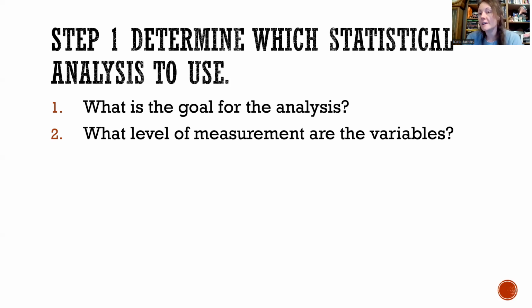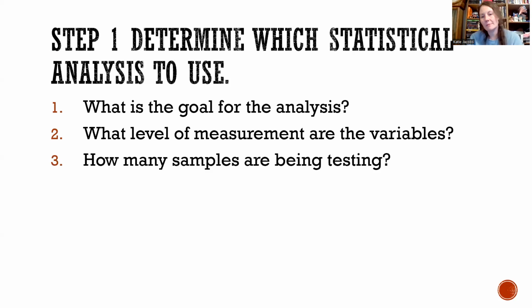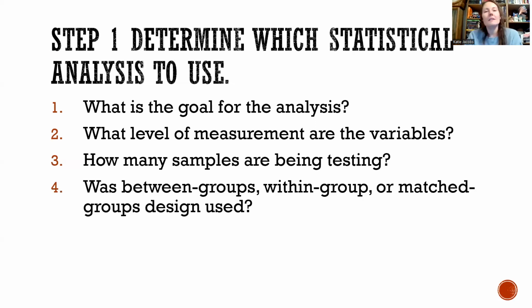What level of measurement are the variables? Specifically, a lot of times we'll be looking at the dependent variable and seeing if it's on an interval or ratio level of measurement. Data that is on an interval or ratio level of measurement are also known as what? If you said scale, you're correct. Step 3, how many samples are being tested or how many groups are being tested? Specifically samples, because we're going to learn an analysis later called a one sample z-test. So it's using one sample, but we'll talk about that a little bit later. Another question you've got to ask yourself is, is a between groups, within group, or matched group design used?